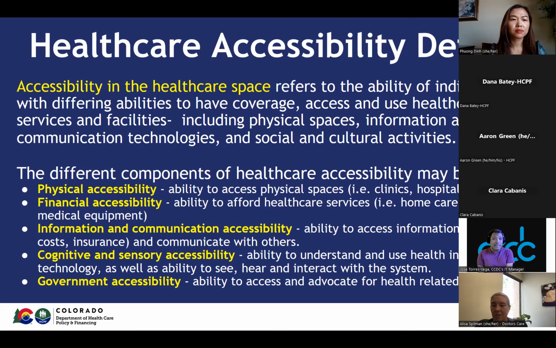So, healthcare accessibility is defined. How do we define accessibility, especially in the healthcare arena? Accessibility in the healthcare space refers to the ability of individuals with different abilities to have coverage, access and use healthcare services and facilities, including physical spaces, information, communication, technology, and social and cultural activities. So all of these categories are what we are going to dive into a little more.